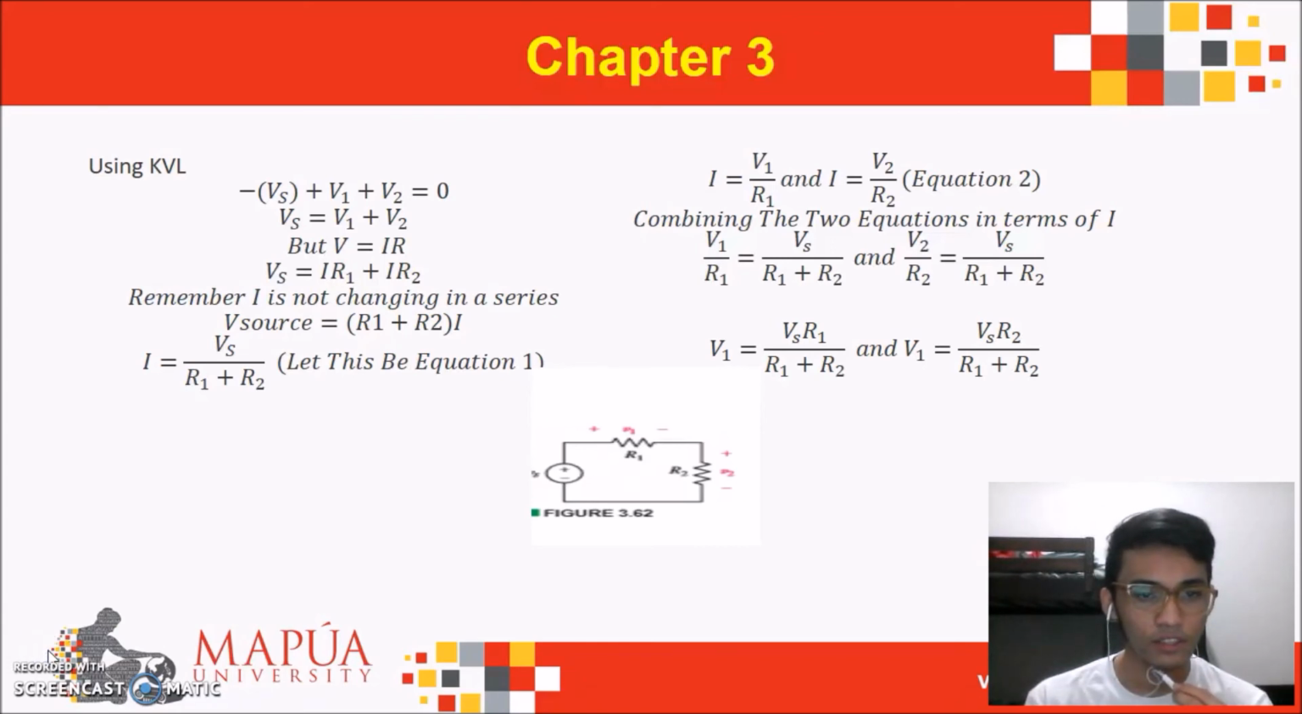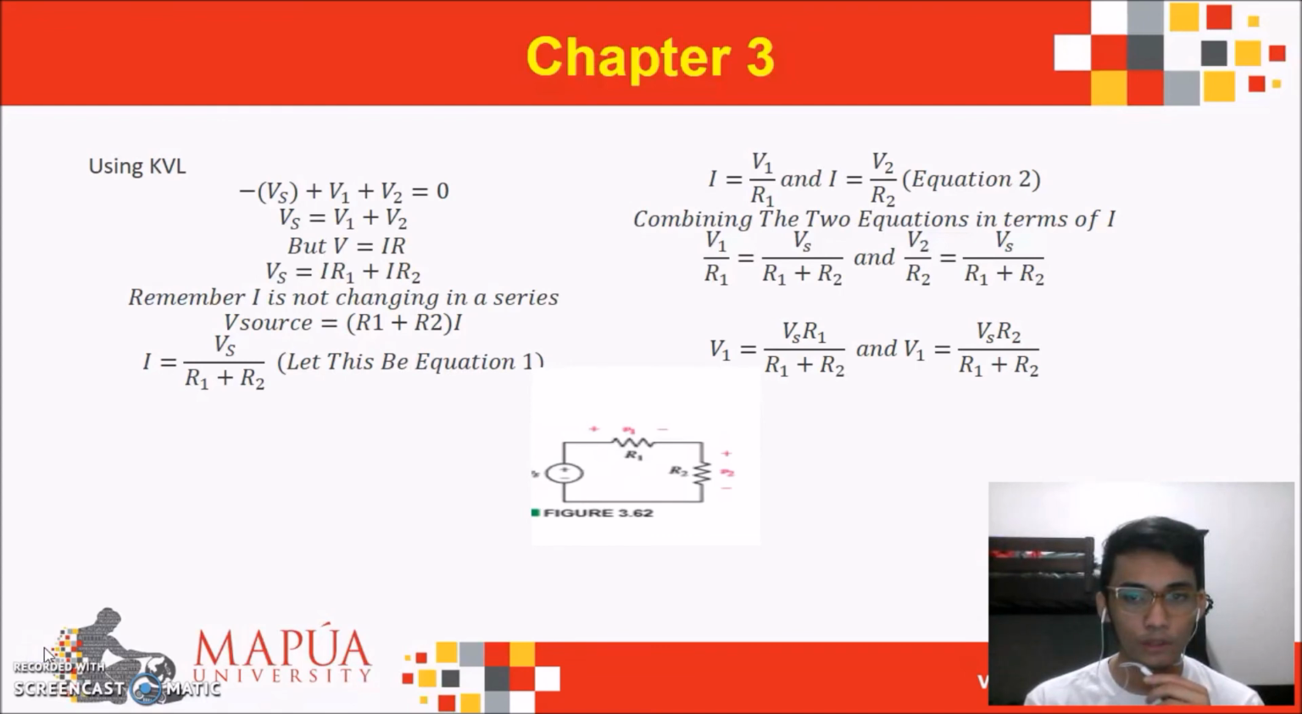Since it is in a series connection, V source is equal to R1 plus R2 multiplied by the quantity of the current. Solving for the current, it is now equal to voltage source over the quantity of R1 plus R2. And let this be equation number 1. The other way of computing for the current is also equal to voltage 1 over resistance 1, and the other one is voltage 2 over resistance 2. That will be equation number 2.